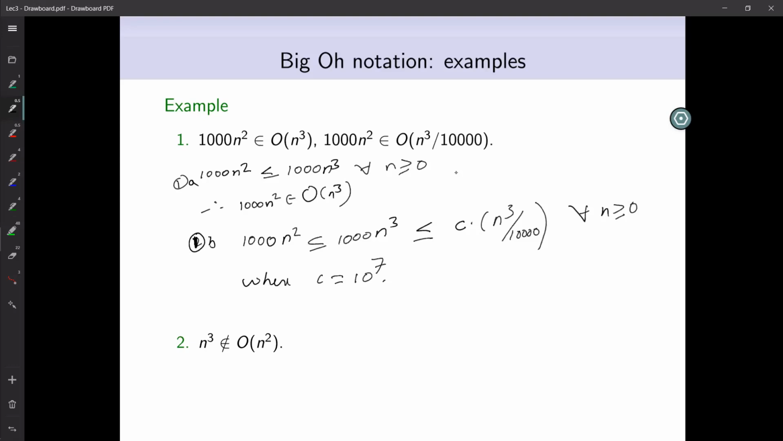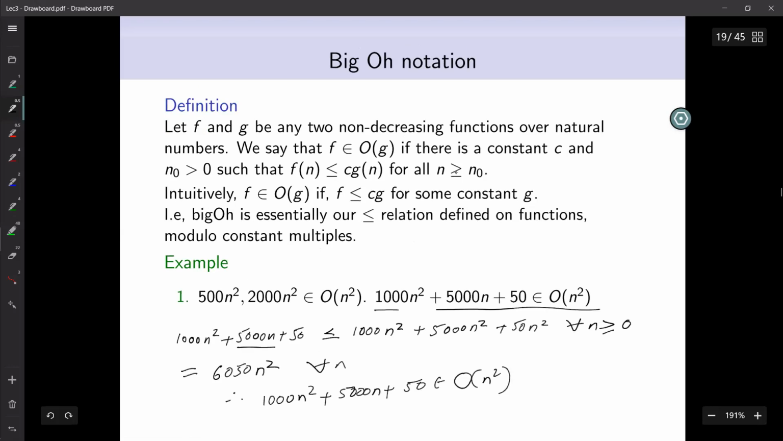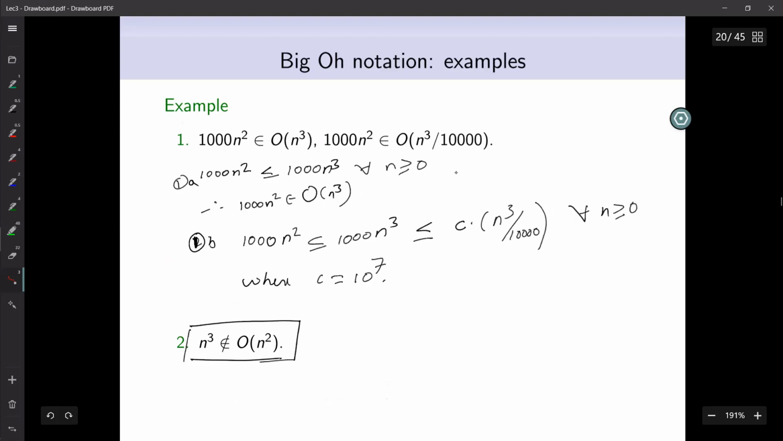So the second is a non-example: n cube is not in order of n square. This is a notation we need to understand. This is a negation of the statement that we made. So let's go back and see the definition. We have defined when f is in order of g. So when do we say f is not in order of g? Let's write it out.